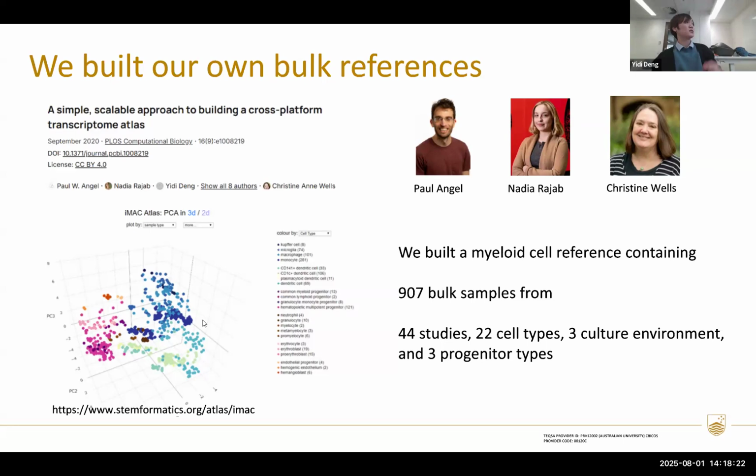And as one of the results, so this is an interactive PCA, we built a myeloid cell reference, and we call this the myeloid atlas. It contains 900 bulk samples collected from 44 different studies and containing 22 different cell types. These cell types are cultured in 3 different culture environments and derived from 3 different progenitor types. So it's a very complex and heterogeneous data set. As a statistician, you can appreciate how good this kind of reference is.